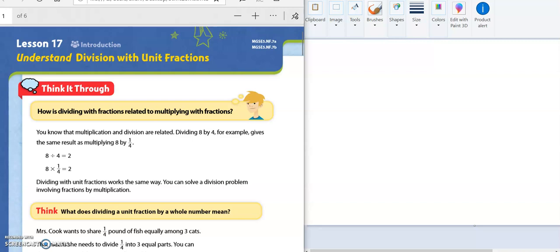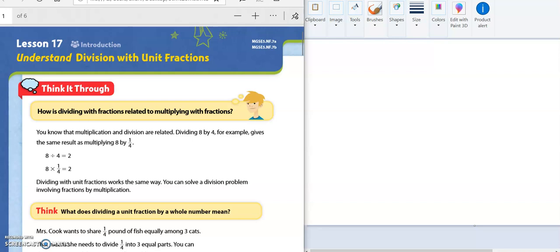So today's standard is going to be MGSE 6.NS.1, which is dividing unit fractions by whole numbers. Okay, our I can statement is I can understand division with unit fractions. Some of the vocabulary we're going to be learning and using today is fractions, numerator, denominator, equation, and unit fractions.